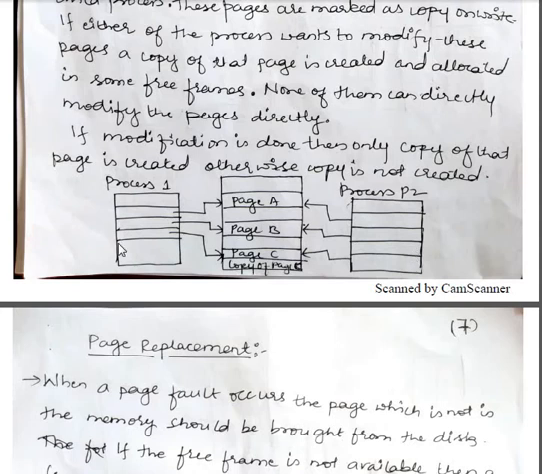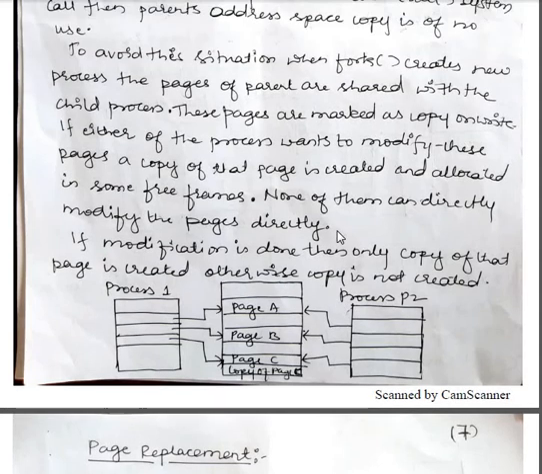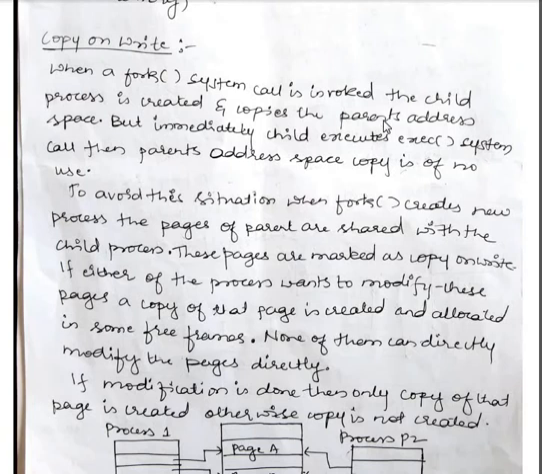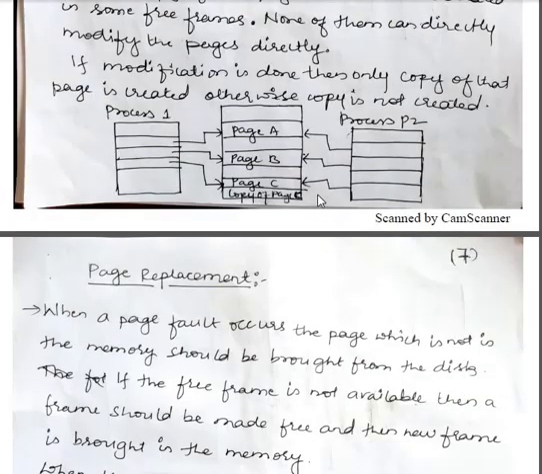If any process, be it a parent or a child, wants to modify these pages, a copy is created. And please remember that a copy is created only when we want to modify. If you just use the data in those pages, then a copy of that page is not created. A copy is created only when you are going to modify. So using this concept, the copying or duplicating of the parent space by the child space will be avoided. So this is the copy on write concept.